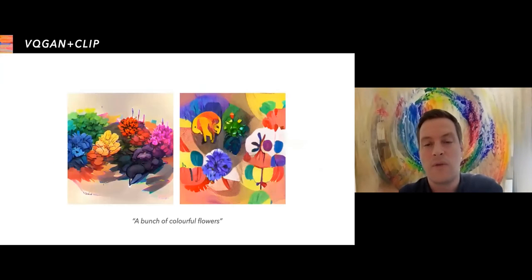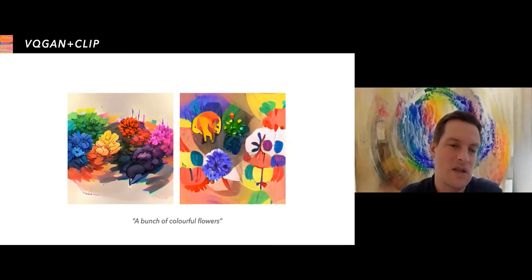So the kind of things you can do with it. For example, these are some images that I produced using it. This is with a prompt, a bunch of colorful flowers. And this is over not that many iterations. So this probably took three or four minutes to produce. Now the one on the left is just a straight prompt. So it's just giving it the phrase, a bunch of colorful flowers, and it produces that one on the left.